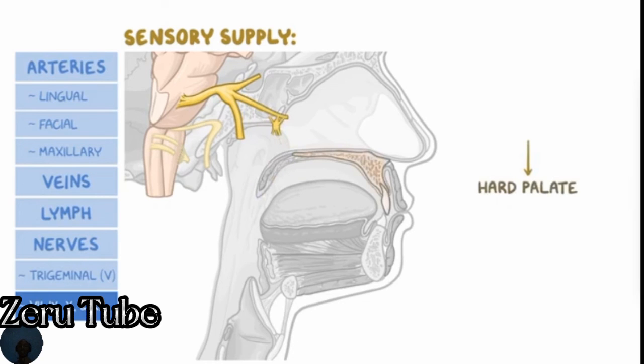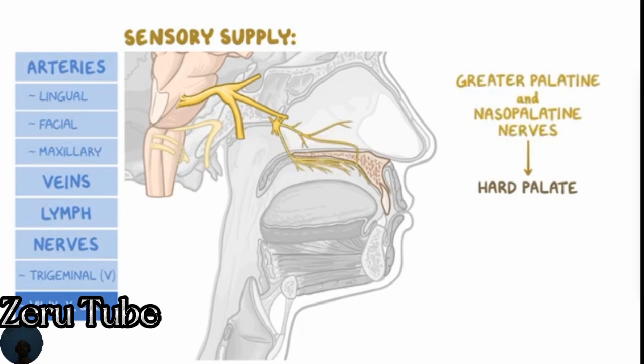The nerve supply of the hard palate of the oral cavity comes from the greater palatine and the nasopalatine nerve. So the hard palate is innervated by the greater palatine and the nasopalatine nerve.